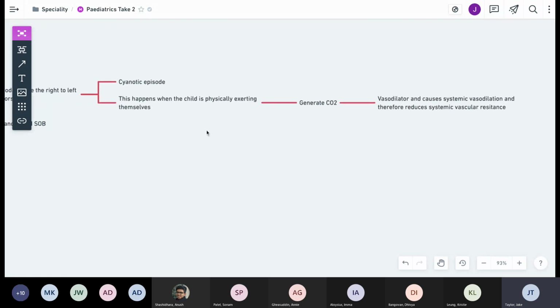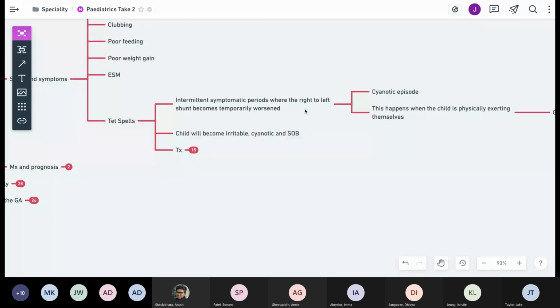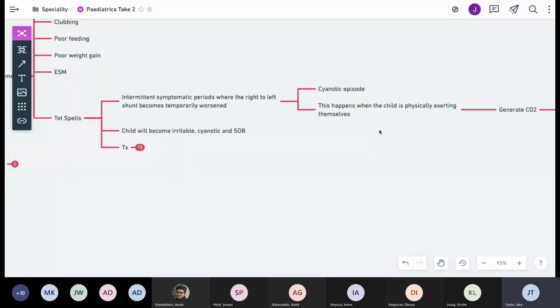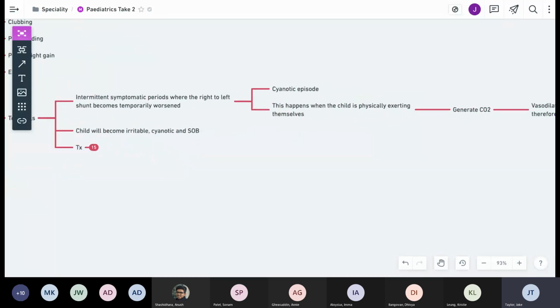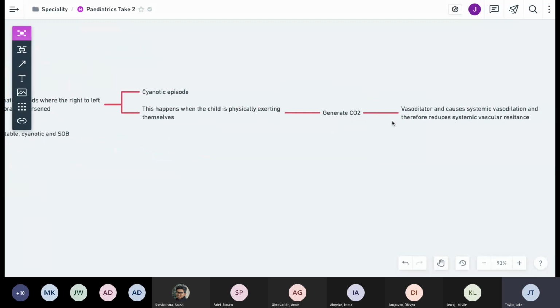Okay, so I can repeat that because I know I rushed that a little bit. The child exerts themselves by crying or by just running around and playing. And because of that, they generate CO2 because of the increased amount of effort they're doing. And then that CO2 causes vasodilation, decreases resistance on the systemic circulation.